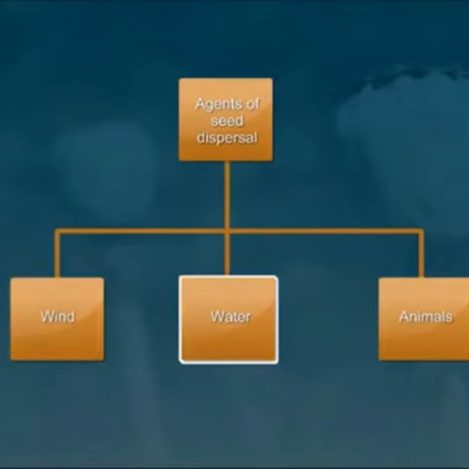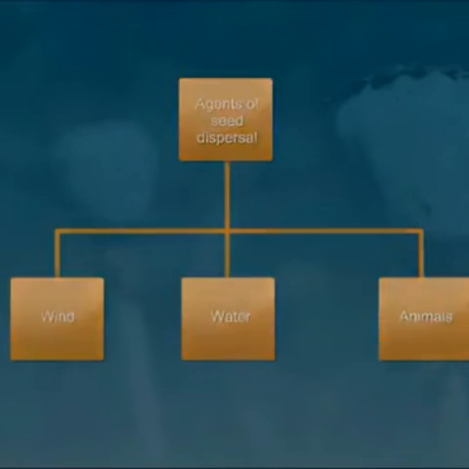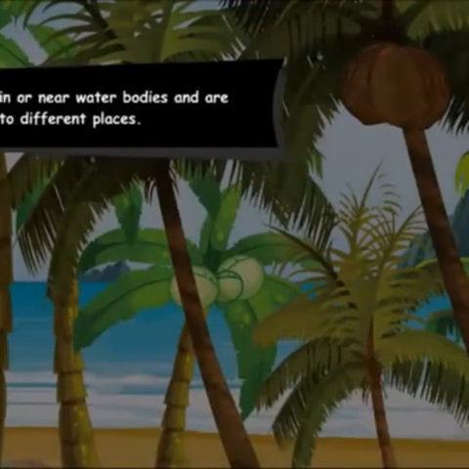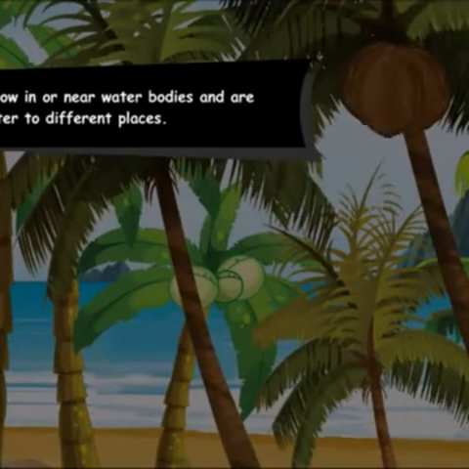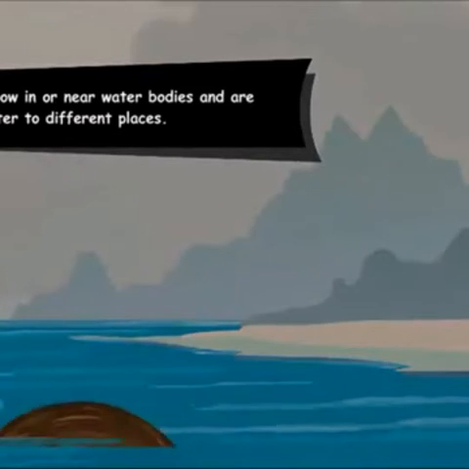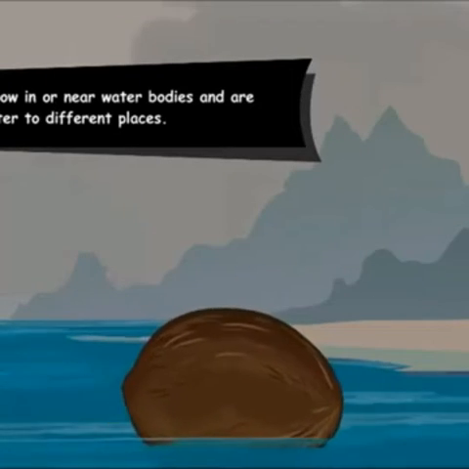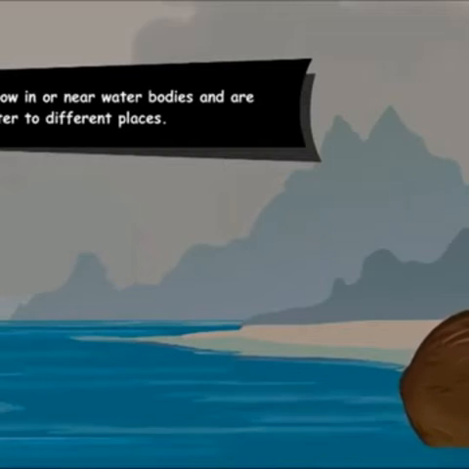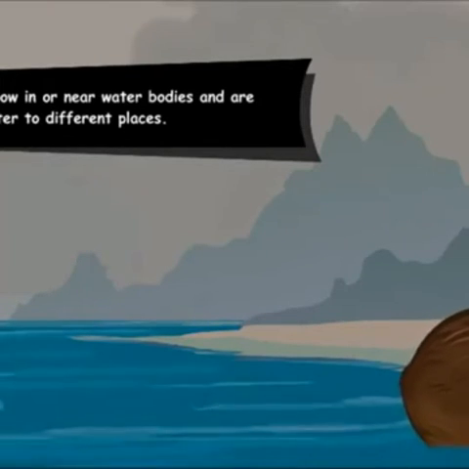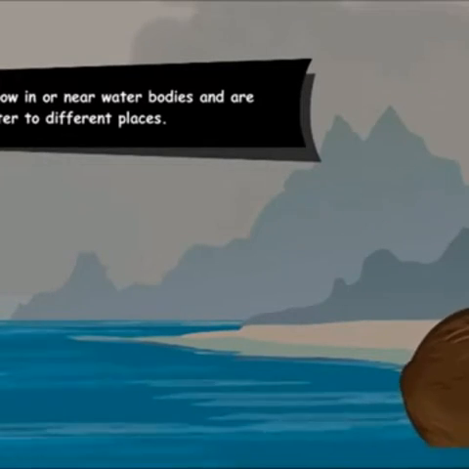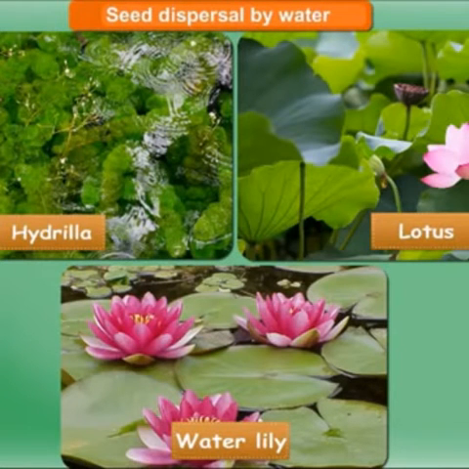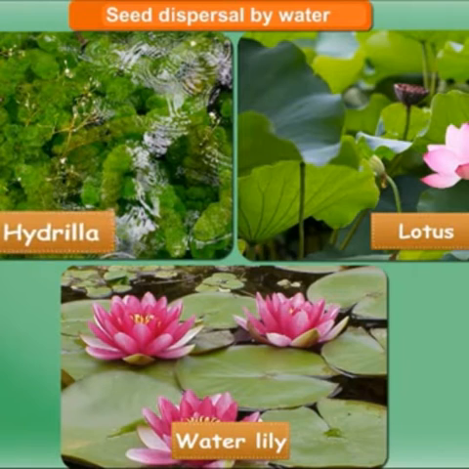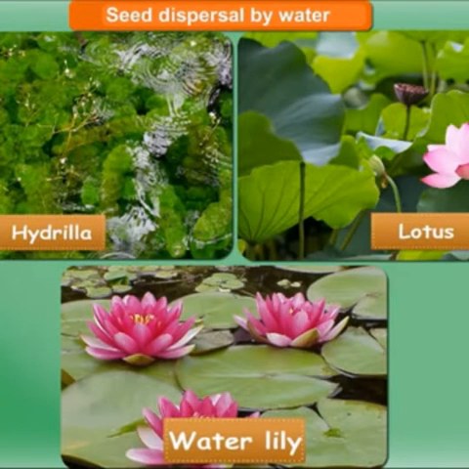Now let's see how water helps in seed dispersal. Seeds of plants that grow in or near water bodies like that of coconut float on water and are carried by water to different places. Other examples of seeds that are dispersed by water include the seeds of hydrilla, lotus, and water lily.